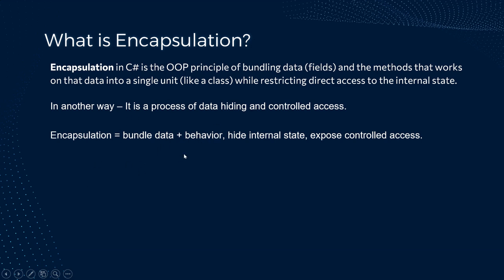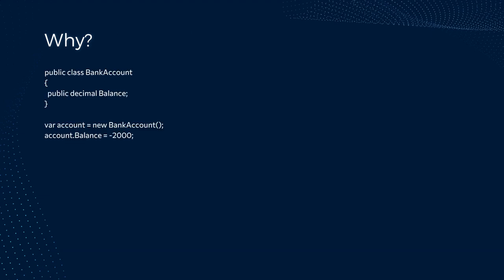So we know, in a class, normally we have the data members and the member functions, right? To protect those data members from the outside world, we need encapsulation. Basically it hides internal state and it exposes controlled access. But why is it needed actually? Let's take an example of a bank account.